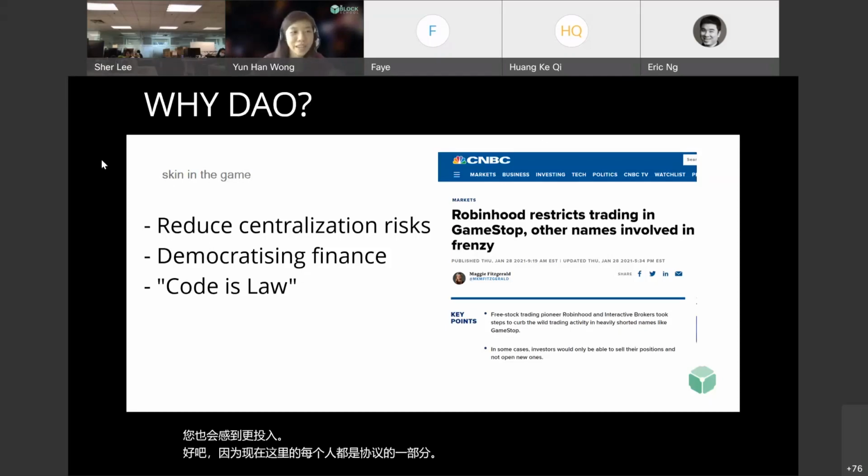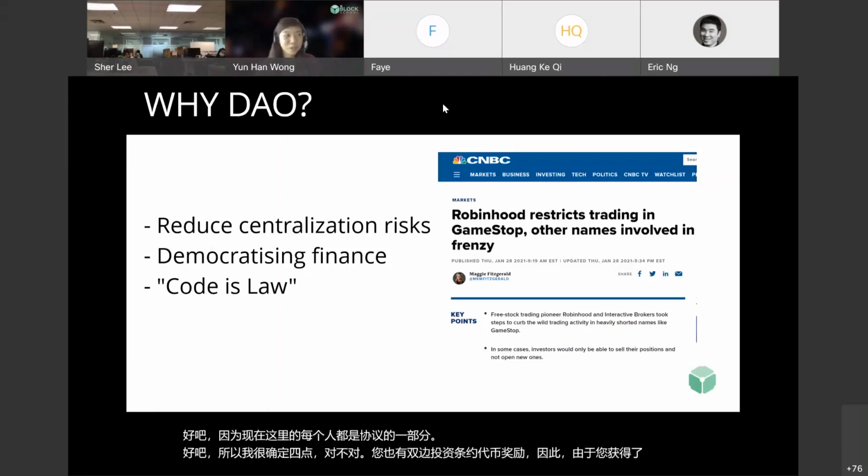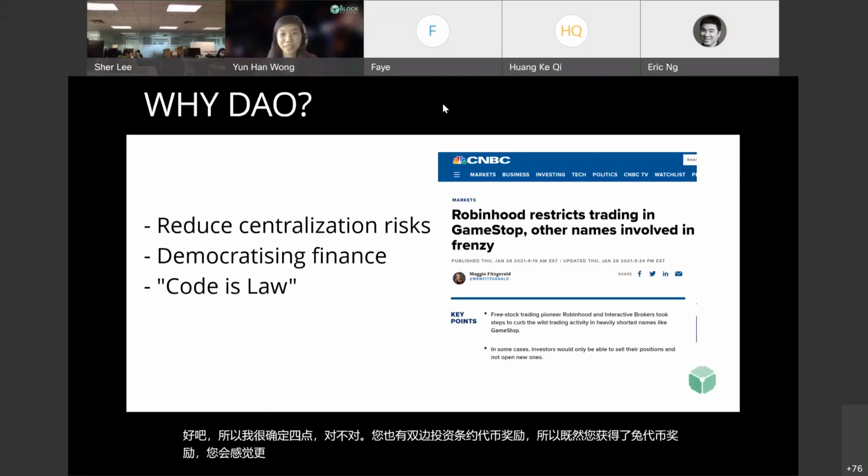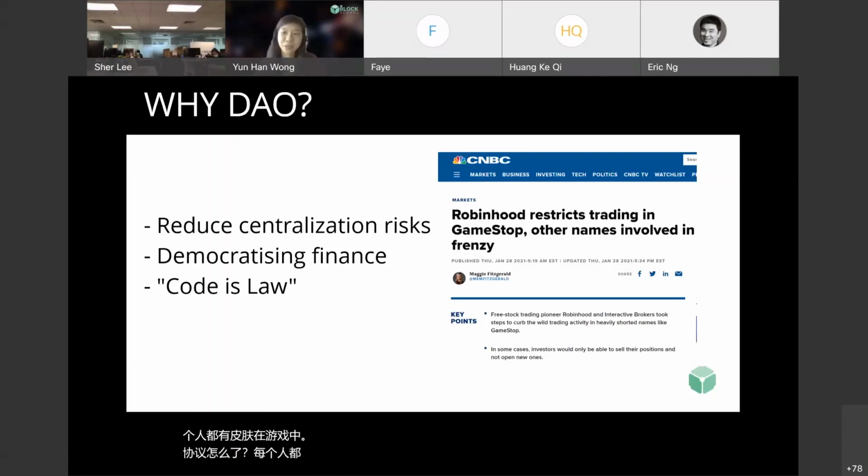All right, so I'm pretty sure for Bybit, right? You also have rewards in Bybit token. So since you are rewarded with Bybit token, will you feel more motivated to do good work? Yes. So similar concept as well. Imagine you are in a DAO, everyone has skin in the game. Whatever happens to the protocol, everyone will be affected. So everyone will be incentivized to do a great job. So these are some potential benefits of the DAO.